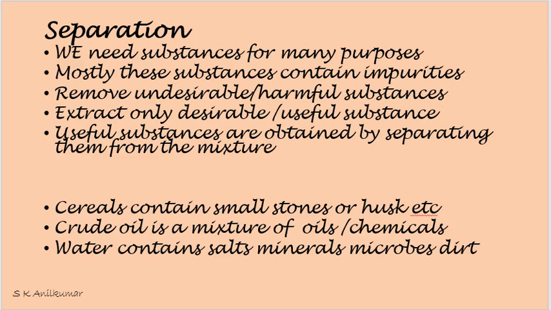For example, cereals contain small stones or husks. Crude oil is a mixture of oils and chemicals. Why do we say crude oil is a mixture of oils and chemicals? When you process the crude oil, it is called refining.